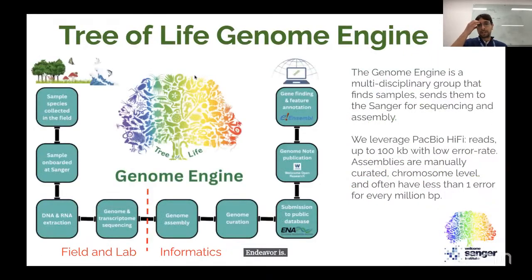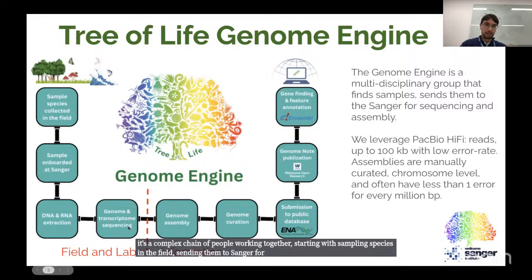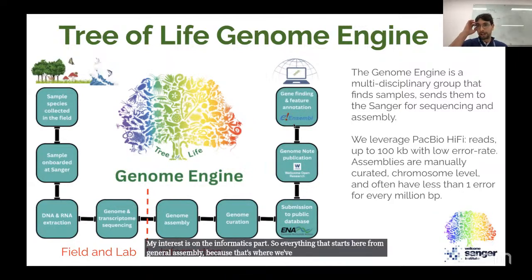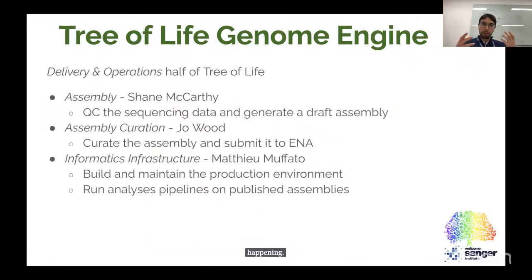So to sequence a species, it's a complex chain of people working together, starting with sampling species in the field, sending them to Sanger for DNA extraction and sequencing. My interest is in the informatics part, so everything that starts here from genome assembly, because that's where we've got the informatics pipelines happening. We're organized in 3 teams.